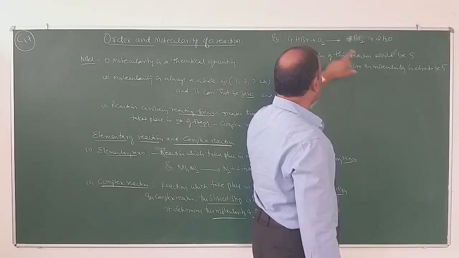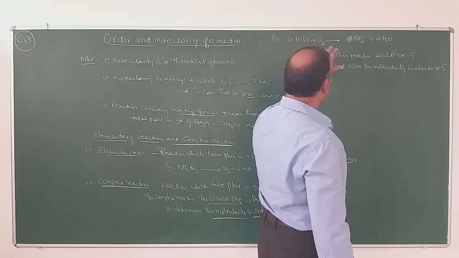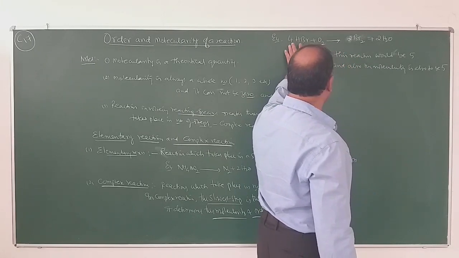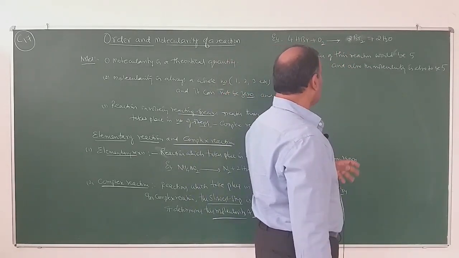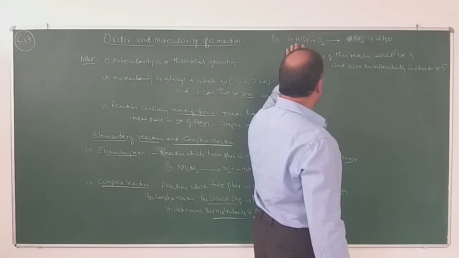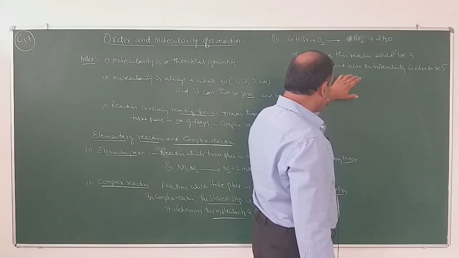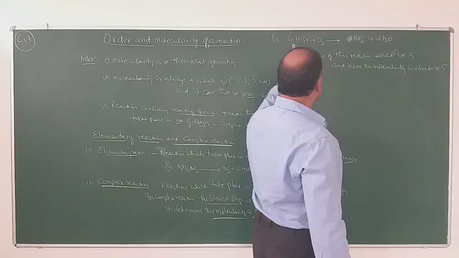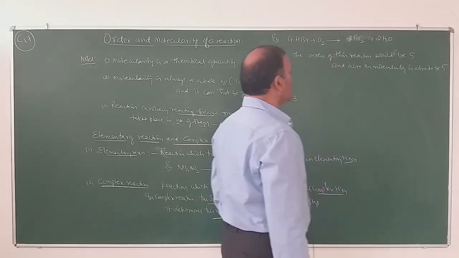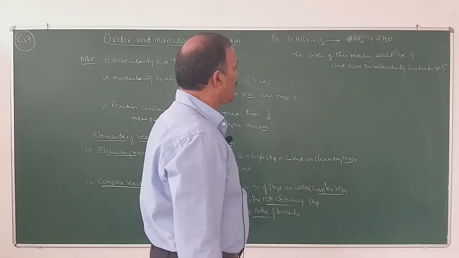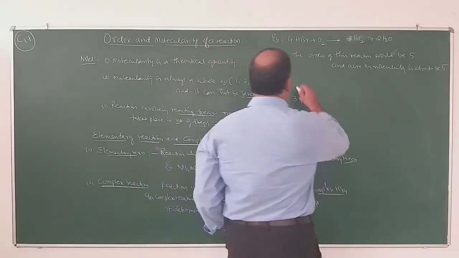4 plus 1, 5. The expected order should also be equal to 5 because 5 molecules of reactants are taking part. The number of molecules of reactants taking part indicates the molecularity. The number of molecules of reactants whose concentration changes during the reaction indicates order.